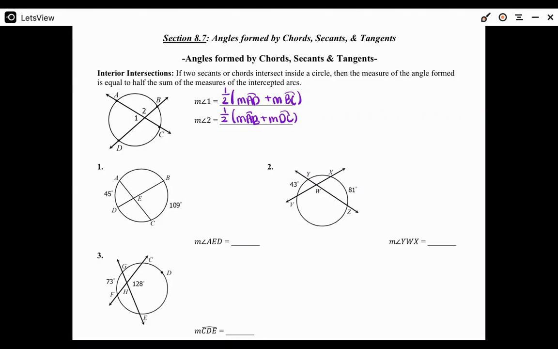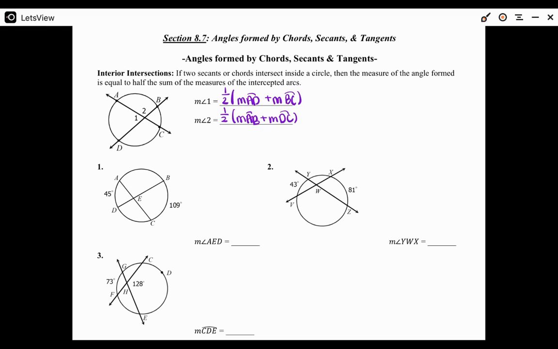Okay, so this is section 8.7, angles formed by chords, secants, and tangents. So with our first part of notes, we are doing interior intersections. If two secants or two chords intersect inside a circle, so notice how this is not at the center, then the measure of the angle formed is equal to half the sum of the measures of the intercepted arcs.